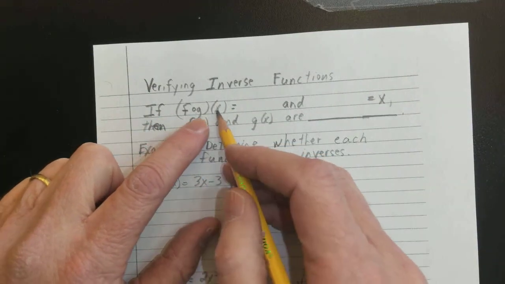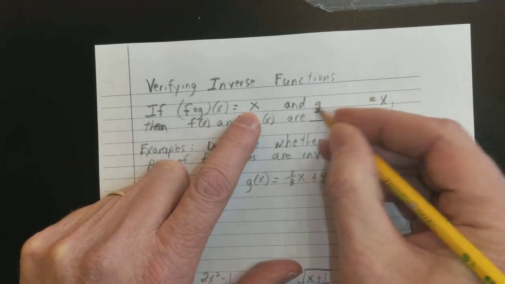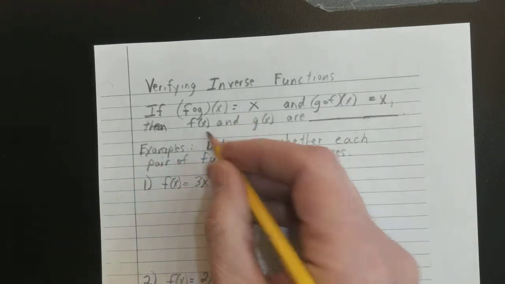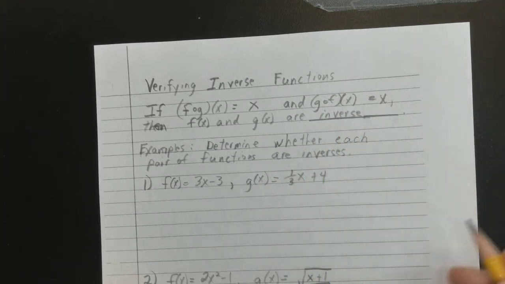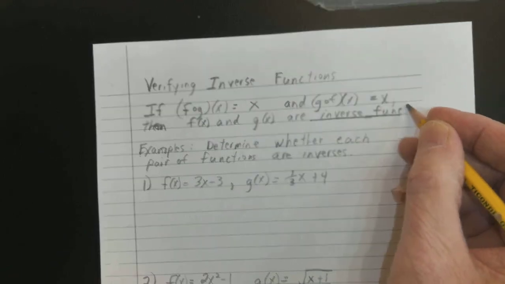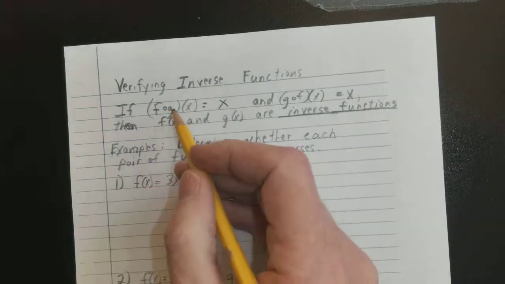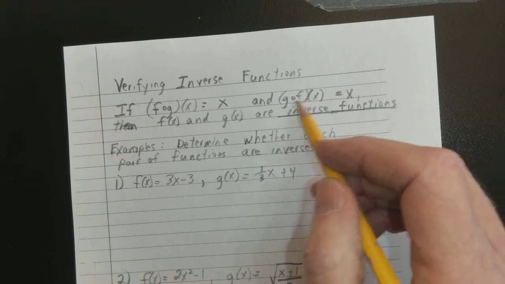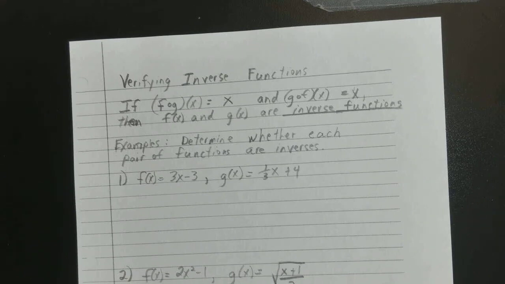So if f circle g of x is equal to x, so put x there, and g circle f of x is equal to x, then f of x and g of x are inverses. They're inverse functions. Let's write that down. Inverse functions. Okay? I got a couple of examples here. And what we're going to do is do the composite function of f circle g and g circle f, and if they're equal to x, we're going to say they're inverse functions. Okay? That's how it's done.